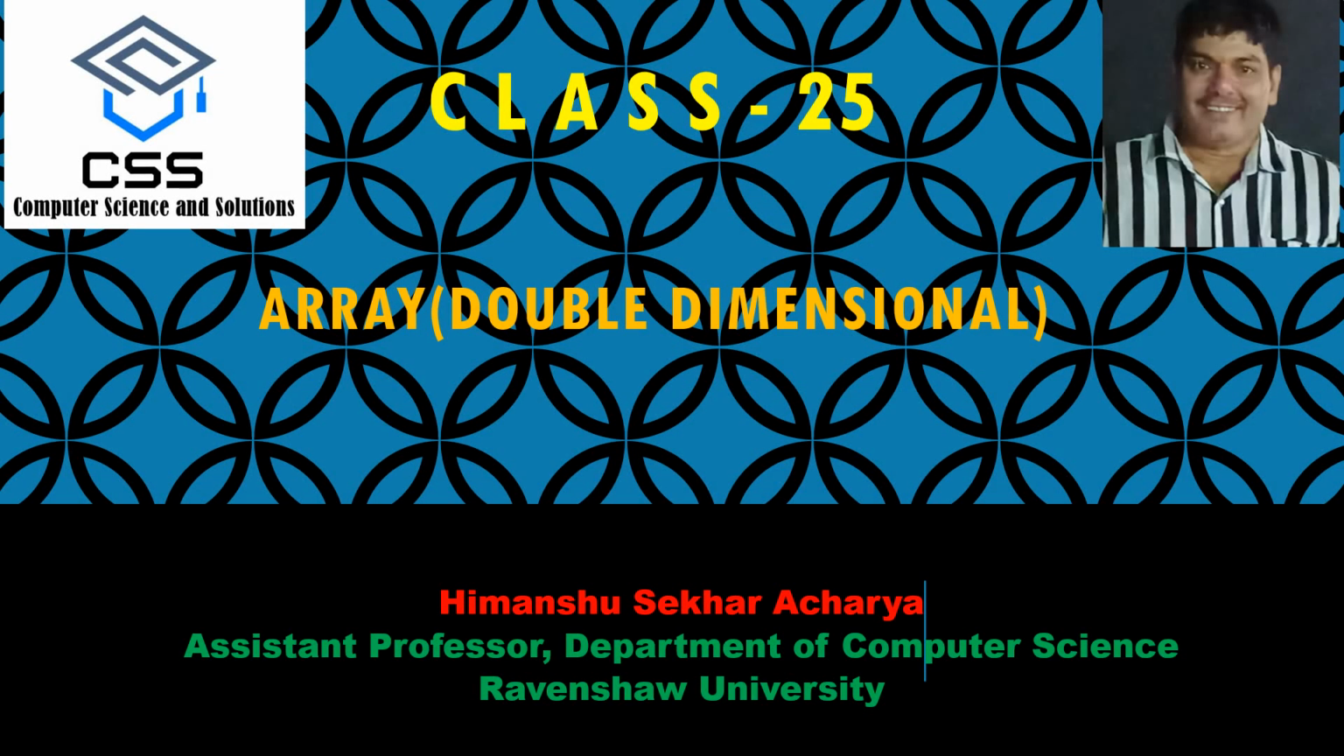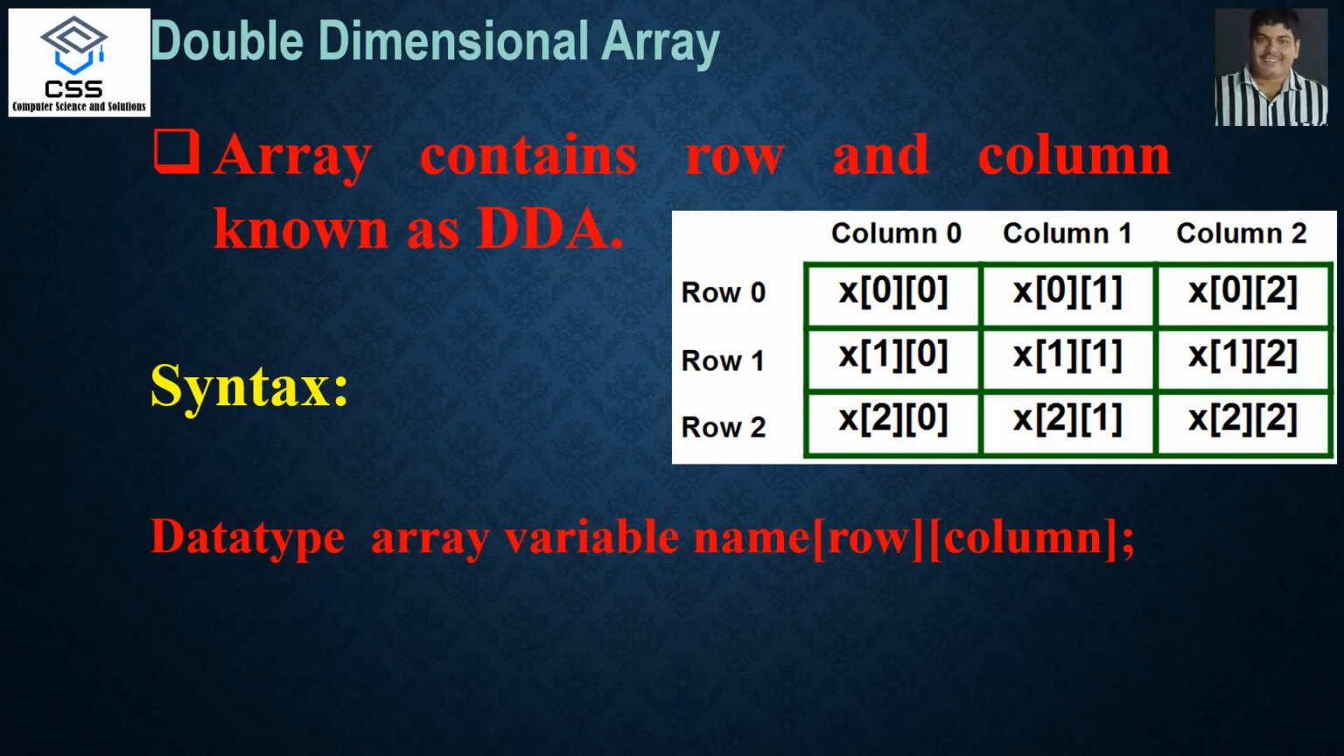Friends, in today's class, we have to discuss the double dimensional array. In the last class, we discussed the single dimensional array. I am giving a short repetition of the last class. As we discussed, a single dimensional array contains a row or a column, meaning the elements are represented in the form of rows or columns. That is known as a single dimensional array.